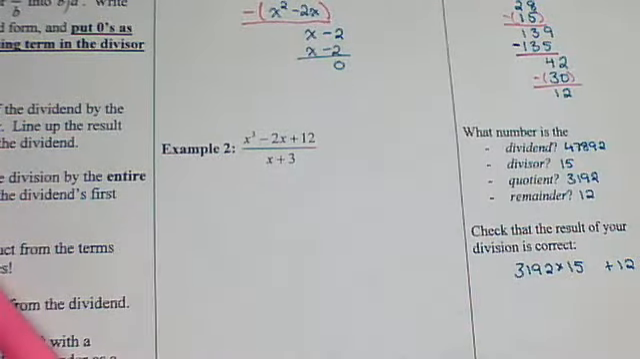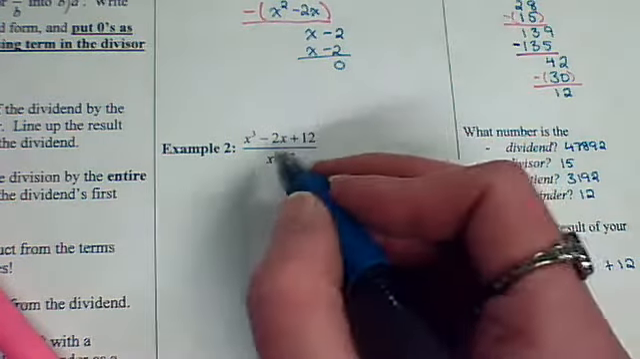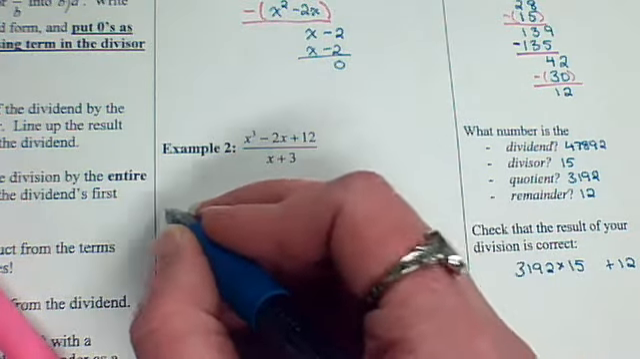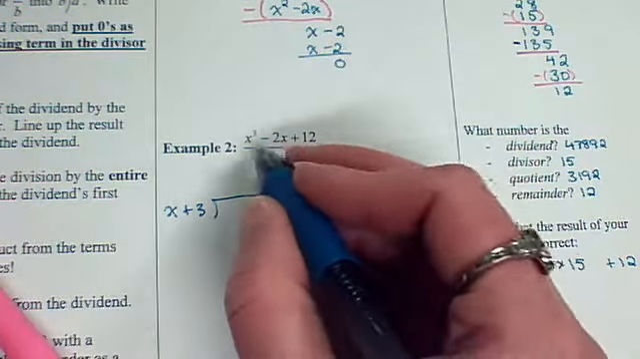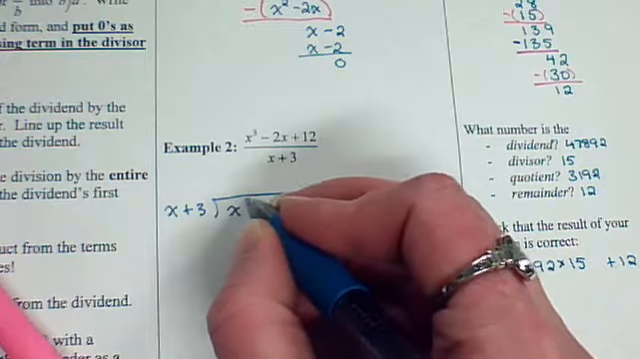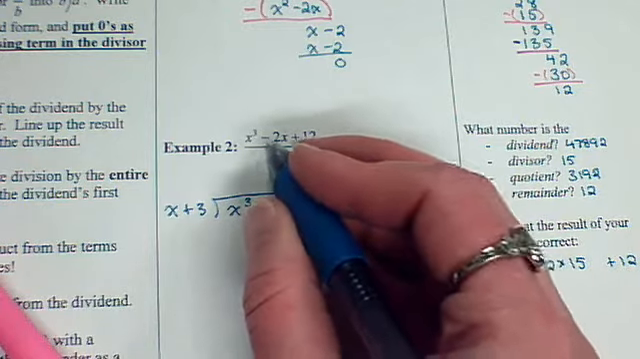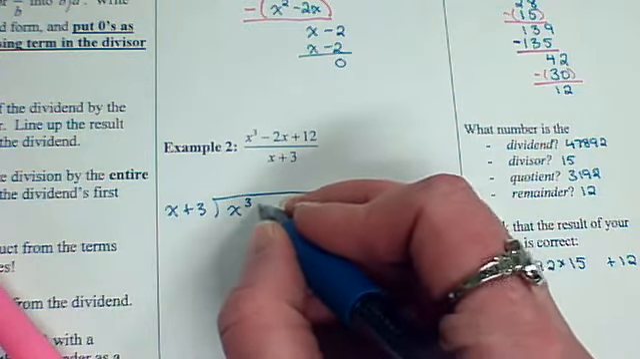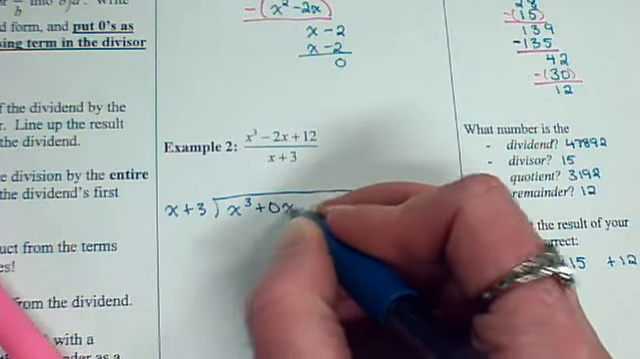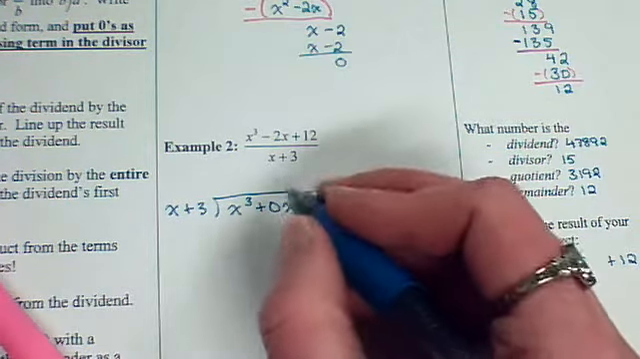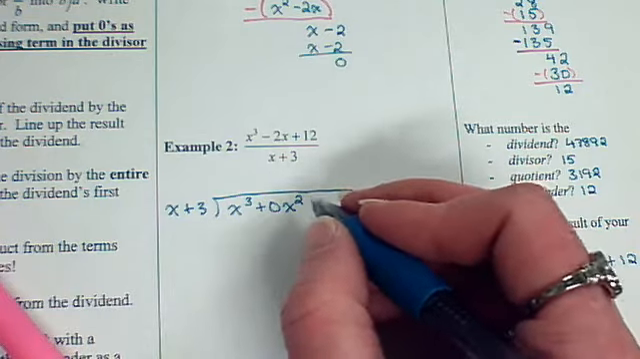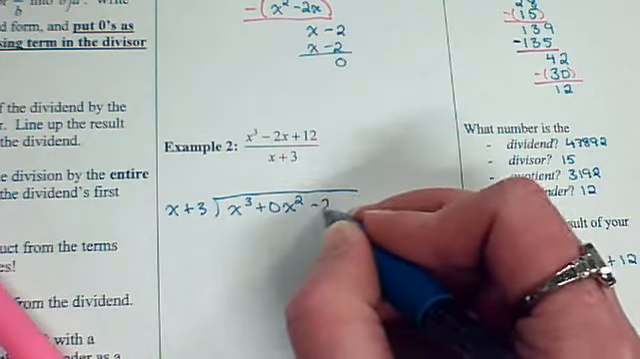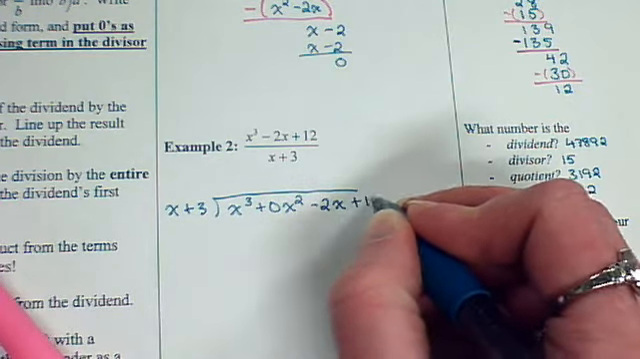Now, the next one. We have x plus 3 going into x cubed. Uh-oh. I usually have an x squared term next, but I'm missing it. I'm going to put a placeholder because I was missing that term. And remember, we need to line them up like terms. So now we have a place for it. The next one is negative 2x and then plus 12.